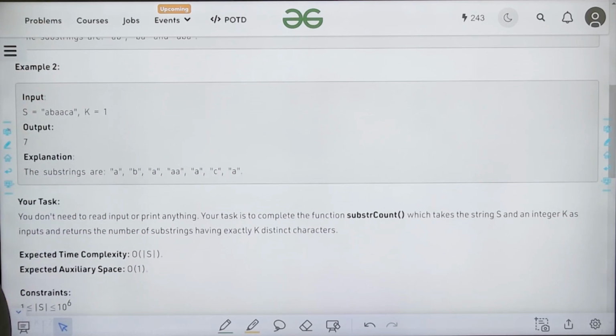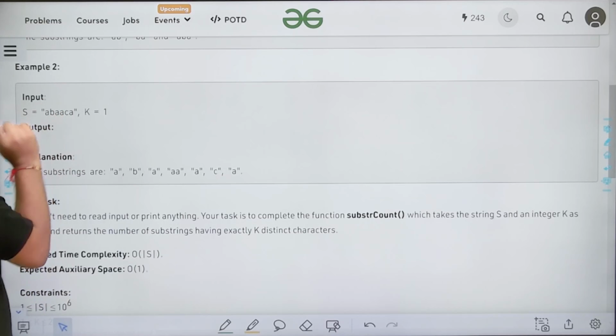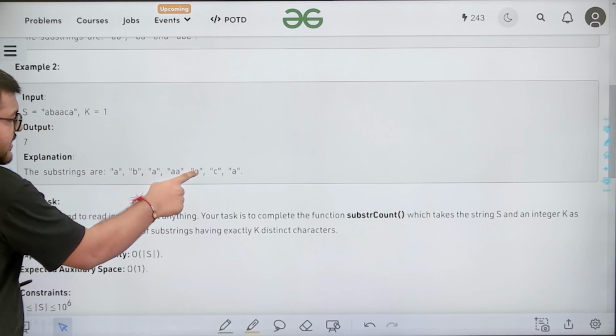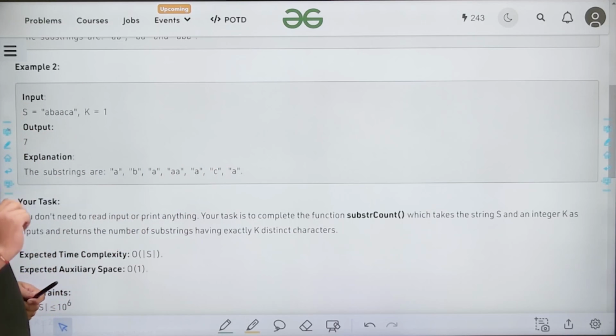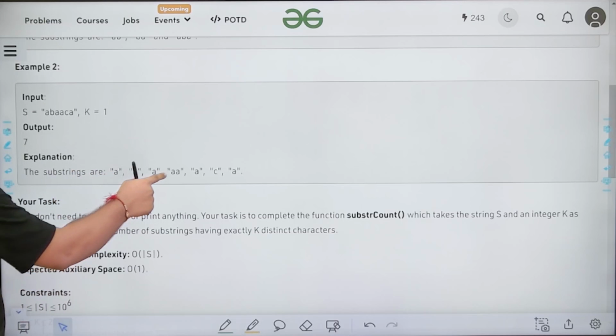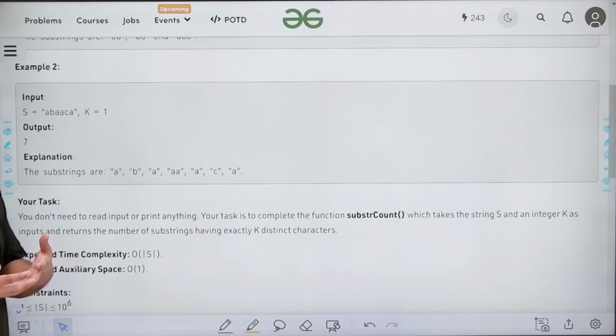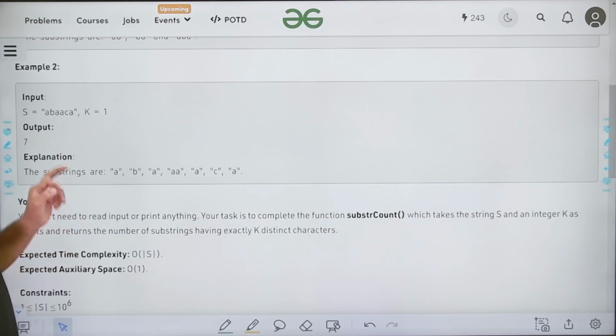If we look at the second example, suppose the string is ABAACA and k equals 1. It means we need to return the count of substrings with exactly one distinct character. So all the single character substrings will have one distinct character, that is A, B, A, A, C, A. But there is also one more substring, that is AA. AA has 2 characters but the number of distinct characters is 1, that is k equals 1. So AA is also counted in our answer. There are no other substrings which have exactly one distinct character, so the output is 7.